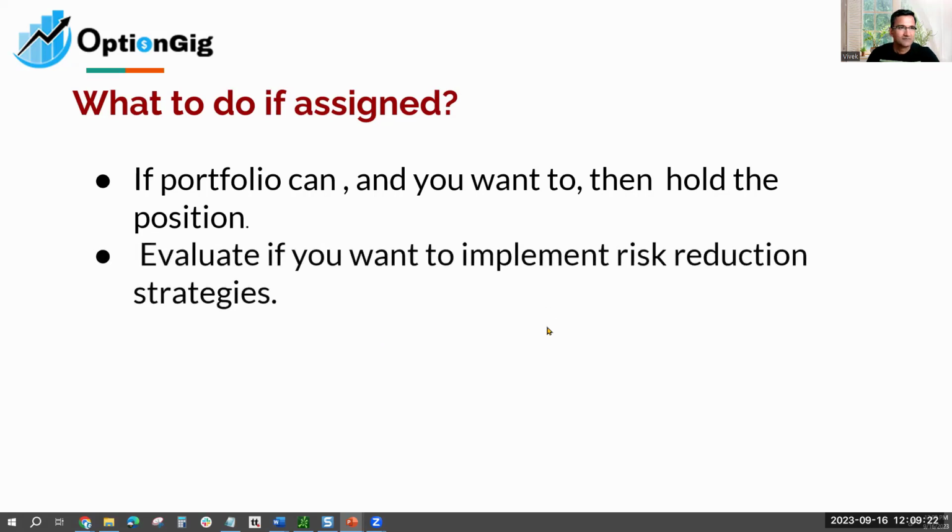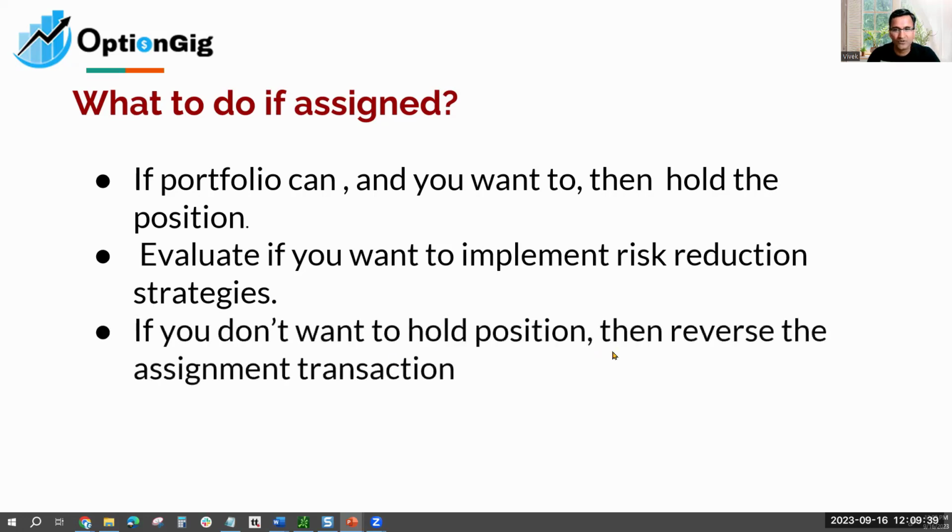Or do you want to think, okay, what do I do? Do you want to sell some of it? Or do you want to implement risk reduction strategies like selling covered calls or whatever? You decide what you want to do once you get assigned. If you don't want to hold the position, then come Monday morning, sell the shares back in the market.